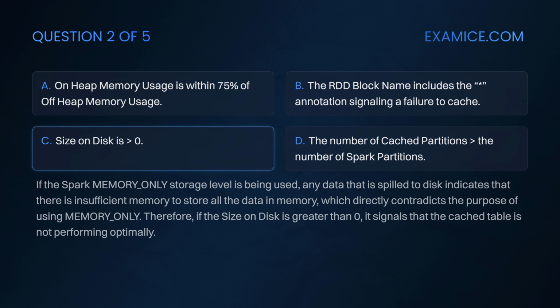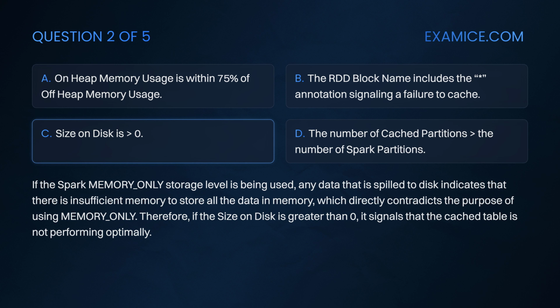If the Spark memory-only storage level is being used, any data that is spilled to disk indicates that there is insufficient memory to store all the data in memory, which directly contradicts the purpose of using memory-only. Therefore, if the size on disk is greater than 0, it signals that the cache table is not performing optimally.